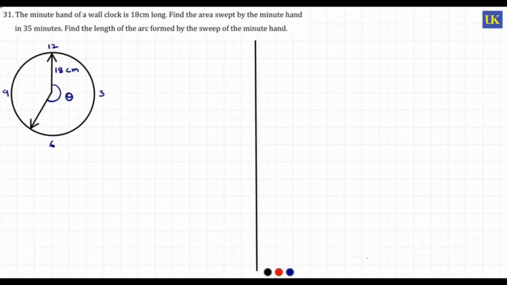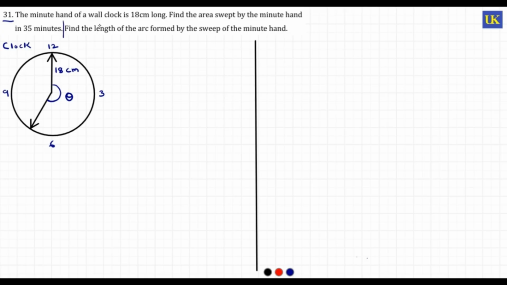So now we will see question number 31, in which they say the minute hand of a wall clock. So this is a clock. The minute hand is 18 centimeter long. Find the area swept by the minute hand in 35 minutes. So how much area will the minute hand cover in 35 minutes? This is one question. And then another question is, find the length of the arc formed by the swept of the minute hand. So first we will see the first question, and then we will see the second question.